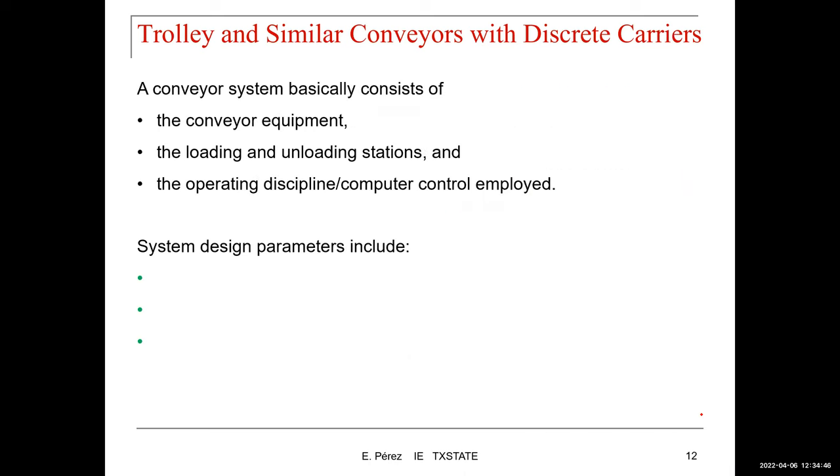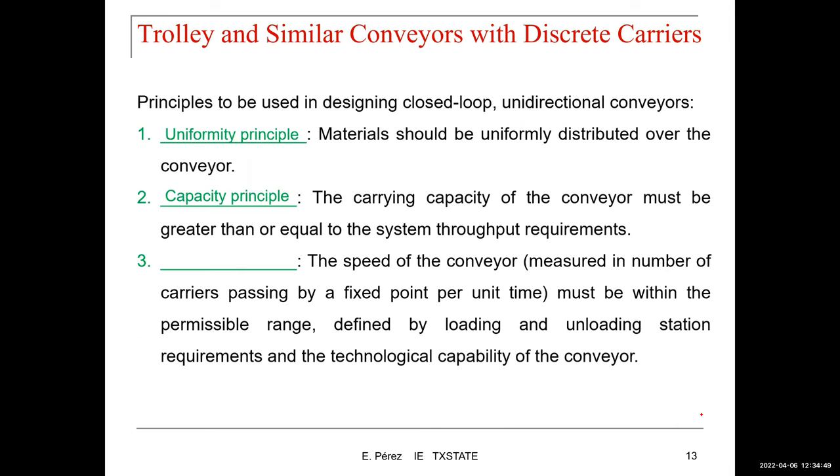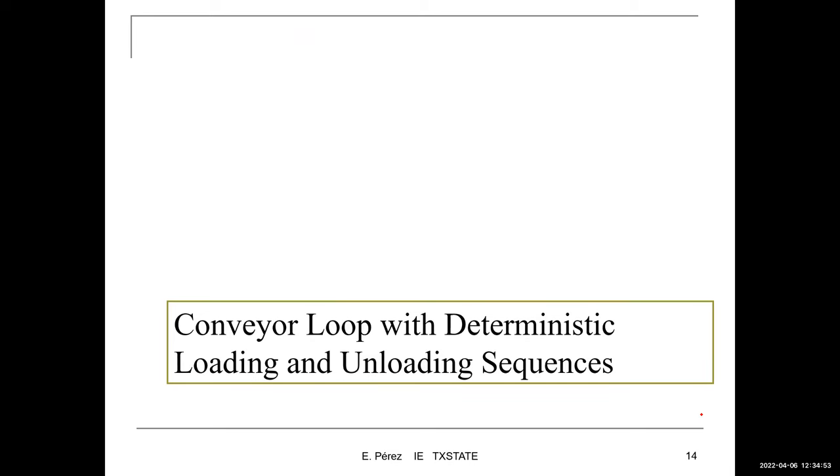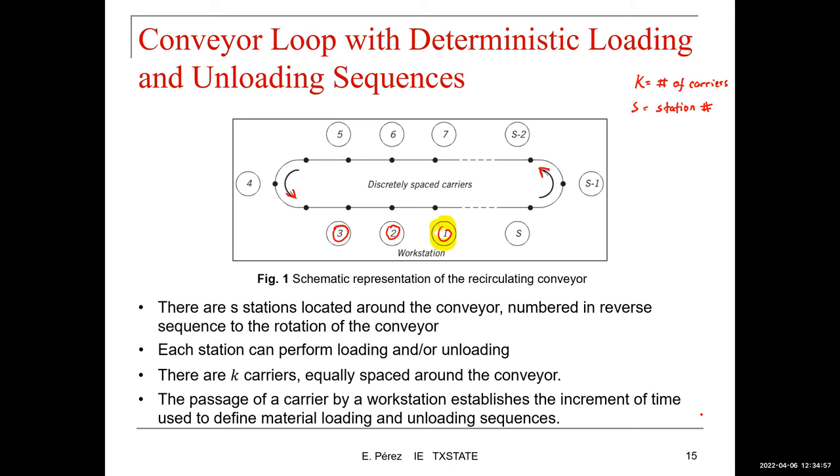So let's go straight to our design for deterministic loading and unloading sequences. This is the scenario that we are trying to design for. You have a set of stations or workstations located around the conveyor, and each one of these stations can perform the loading and unloading of an item into these carriers that are attached to the conveyor. So there are S stations located around the conveyor, numbered in reverse sequence to the rotation of the conveyor. Each station can perform loading and/or unloading into these carriers, and there are K carriers equally spaced around the conveyor. Those are represented here by these dots on top of the line.